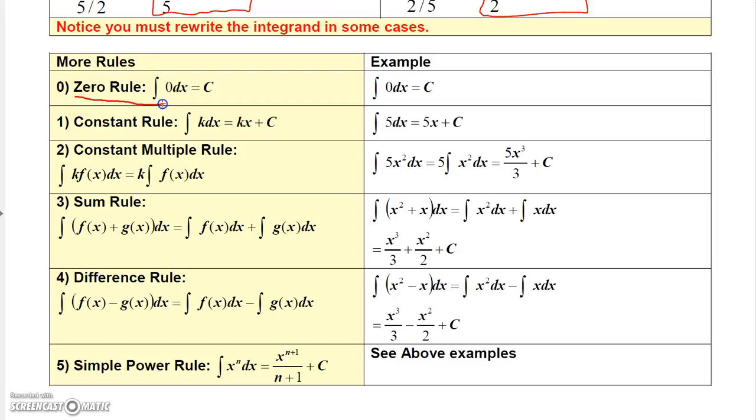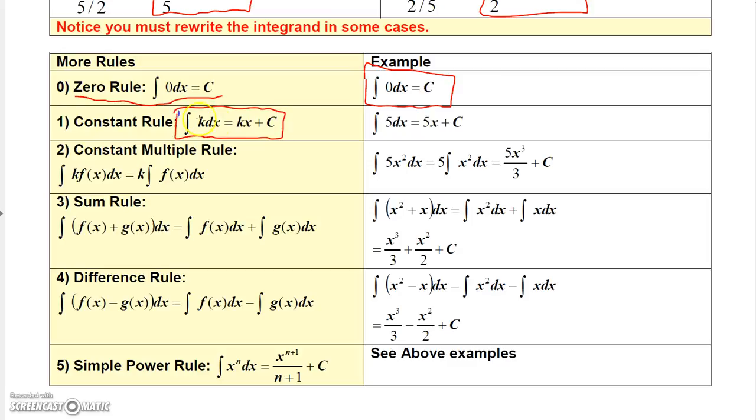I went ahead and gave the zero rule the number 0. So the zero rule basically says that if you integrate 0, you get a constant. Well, that makes sense because what's the derivative of any constant? 0, right?